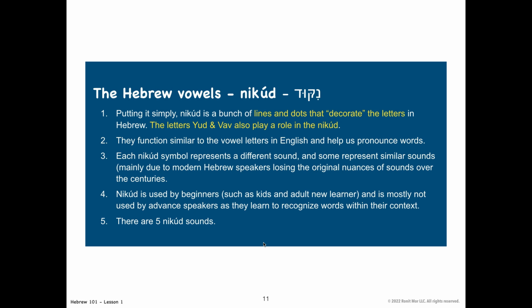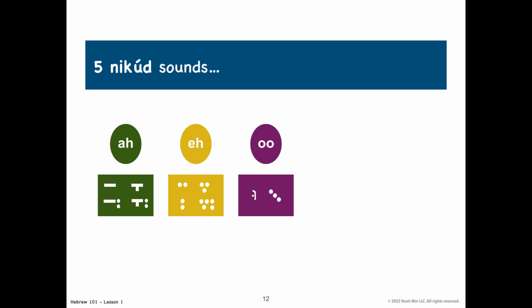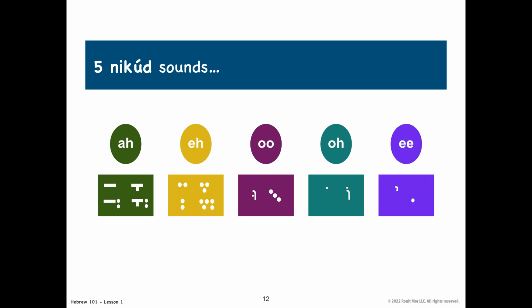Nikud is used by beginners, such as kids and adult new learners, and is mostly not used by advanced speakers as they learn to recognize words within their context. There are 5 Nikud sounds. So let's look at them. A, and A has 4 different symbols. E, again, 4 different symbols. U, 2 symbols. O, 2 symbols, and E, 2 symbols.